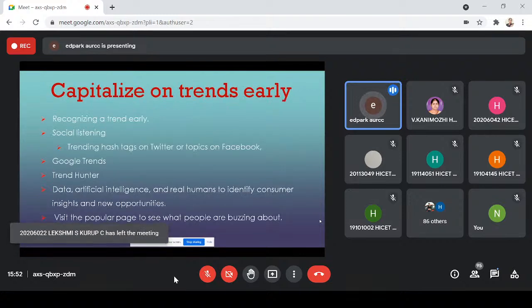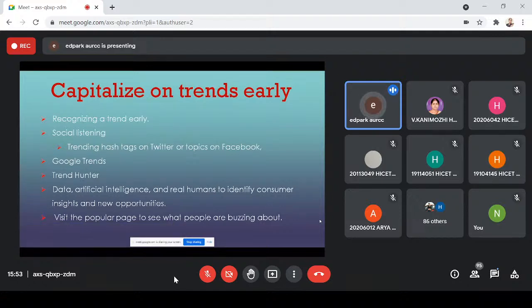Okay. So as I said earlier, for an Instagram and Facebook page, you should cope up with or capitalize on the trends early. That is what I could suggest. Whatever kind of business you are going to do, in terms of product or service, you should be aware of the trends.